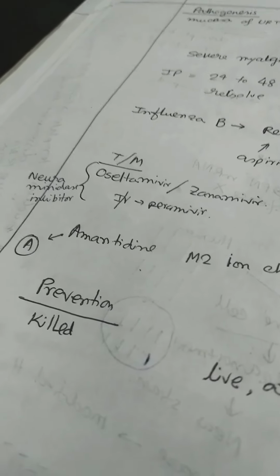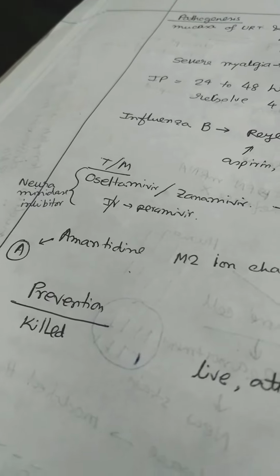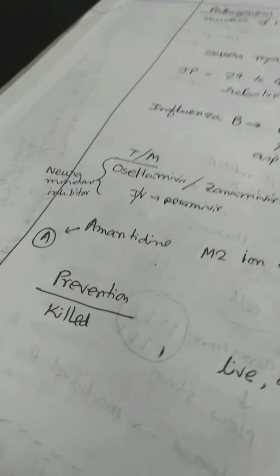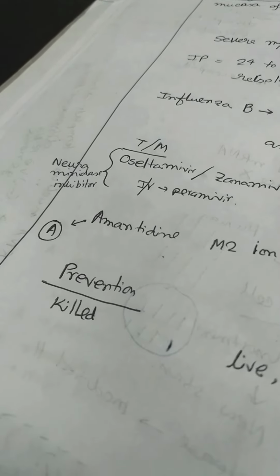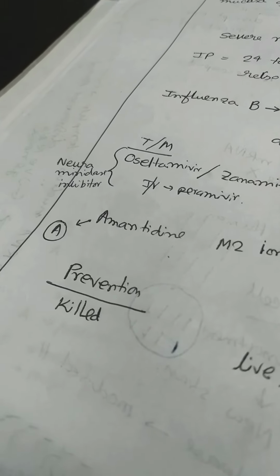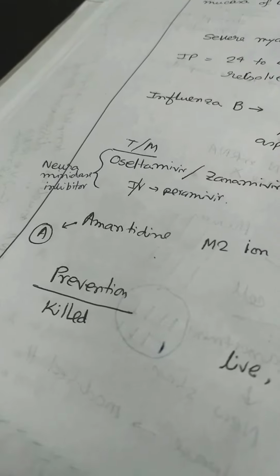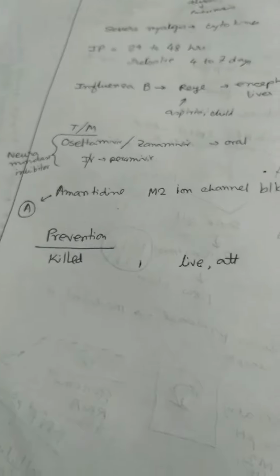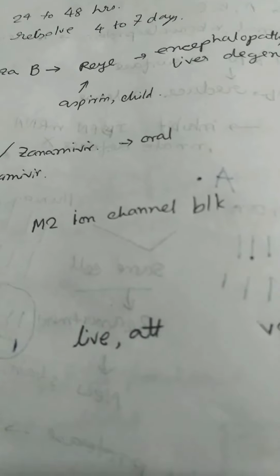Now amantadine is another drug. It can be used for treatment. It mainly blocks the M2 ion channel. Amantadine is used only in type A influenza infection, but resistance to amantadine has already emerged. Prevention: we can prevent influenza virus by giving vaccine. There are two vaccines, killed vaccine and live attenuated vaccine. Other measures are using gloves or mask, washing your hands frequently, etc.